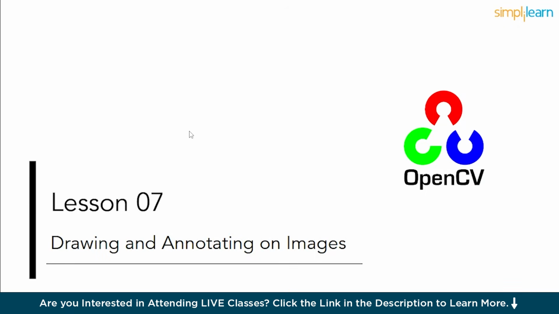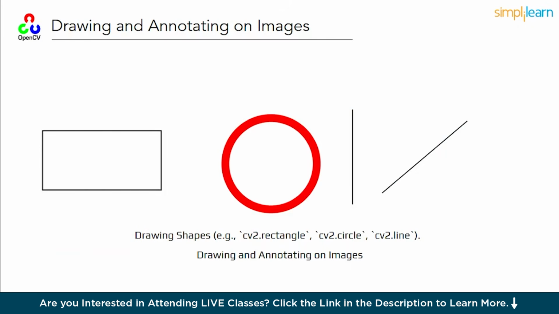So in terms of drawing and annotating images, what I mean to say is that at times you would want a particular image to be selected for drawing a particular shape onto it. You might want to draw a square, a rectangle, a circle, or a line of your choice, maybe a tilted line or a vertical line. So we look at how we draw these things.